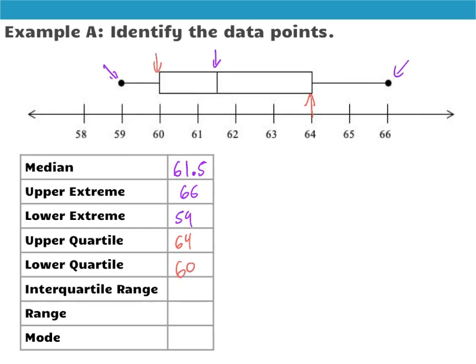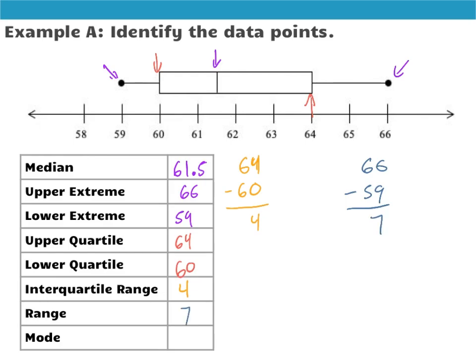Now we need to do some math to find the interquartile range, which means we're going to subtract the lower quartile, 60, from the upper quartile, 64. So 64 minus 60 is going to give us 4, so our interquartile range is 4. Then we need to do our range, which means we're going to take our biggest number, 66, minus our smallest number, 59. 66 minus 59 is 7, so our range is 7.